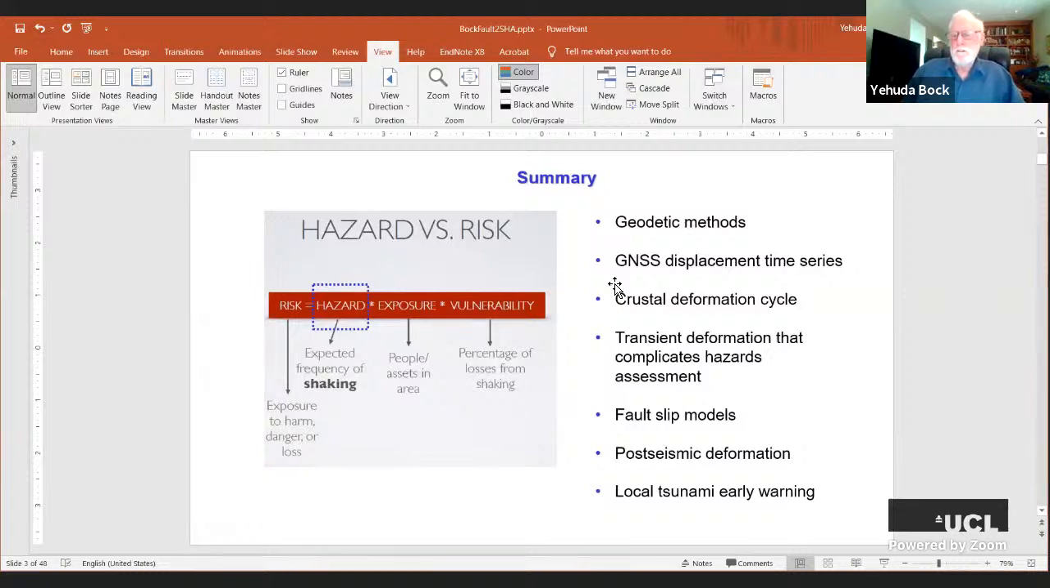I'm going to summarize. We have talking about geodetic methods, then GNSS time series displacements, the crustal deformation cycle, focus a bit on transient deformation that complicates hazards assessment, fault slip models, post-seismic deformation, and then local tsunami early warning.